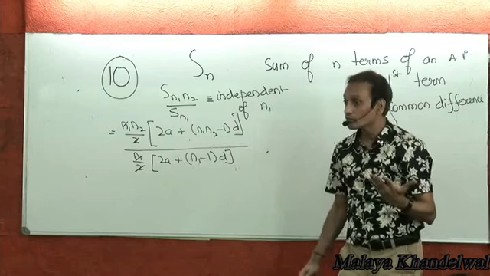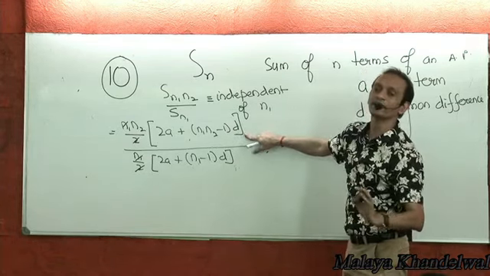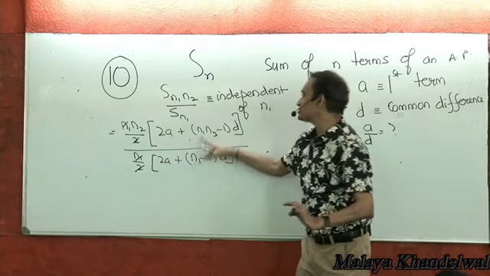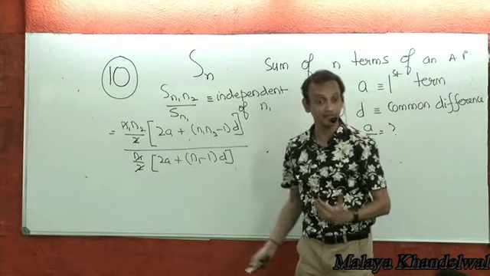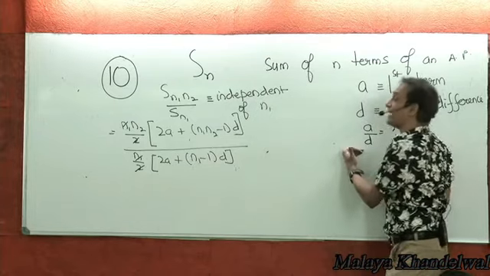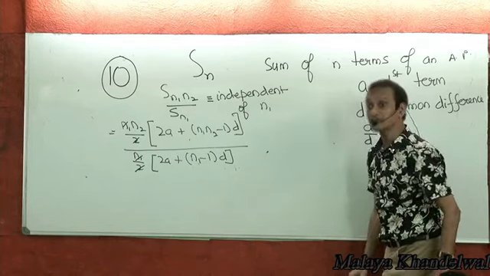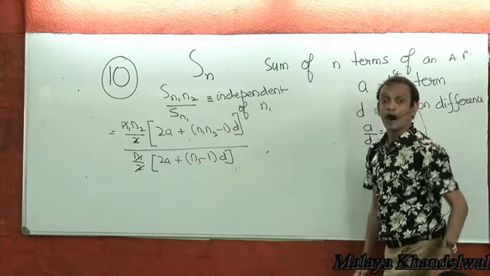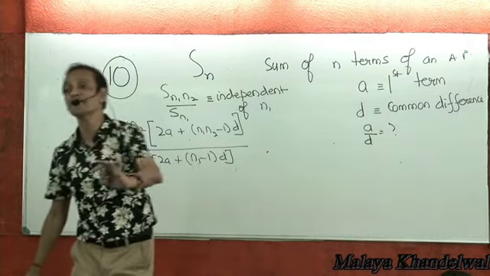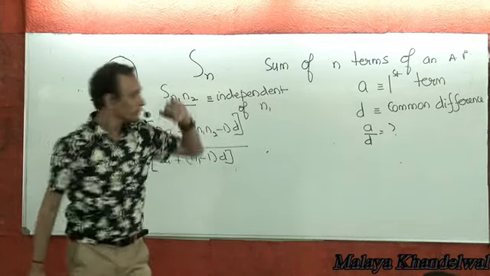Shall I repeat? All that I'm saying is, they want to make this expression independent of n1. That means no matter what n1 I choose, this expression must have the same value. Now, commensurate with that, what should be the ratio A by D that this could happen? That's the question to be addressed. How should A by D be chosen so that this expression becomes independent of n1? That's the whole idea, right?